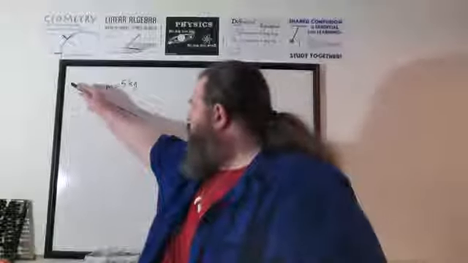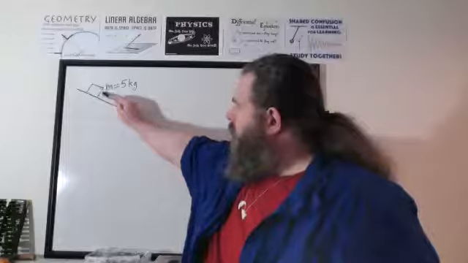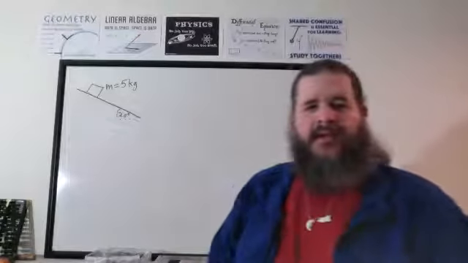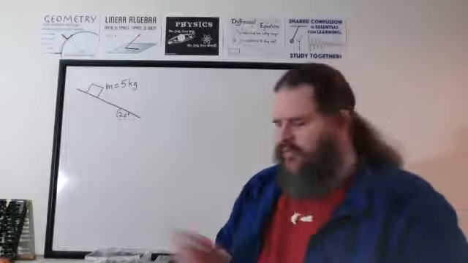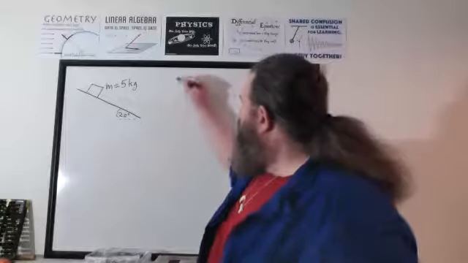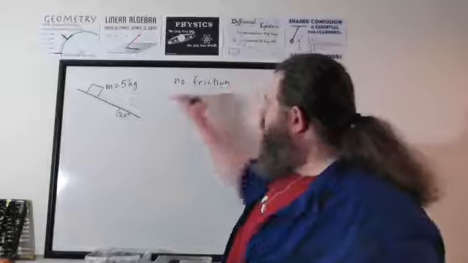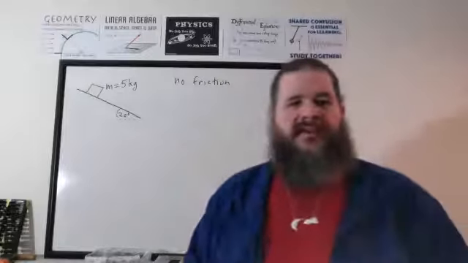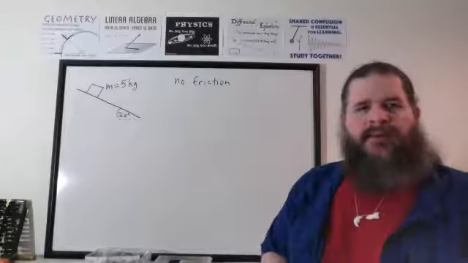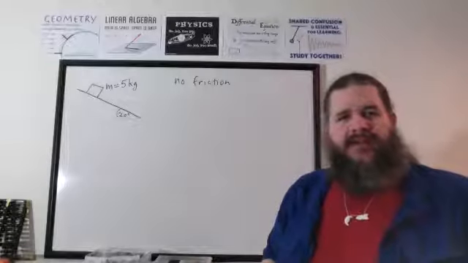Let's say we have a ramp and we have this box on the ramp that's 5 kilograms. And for the moment, let's assume that there's no friction. No friction at all. The object can just freely slide down the ramp. And we want to figure out what's going to happen to this object.